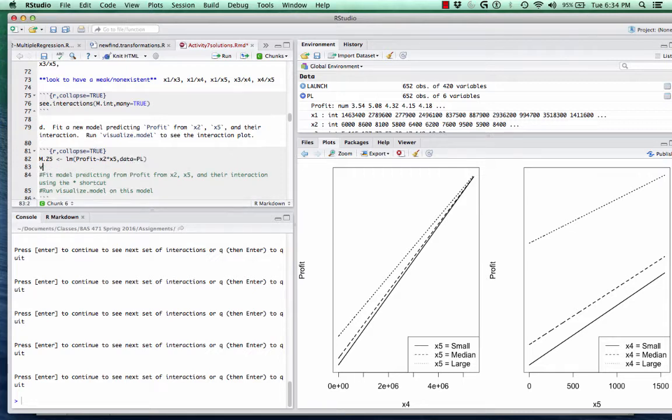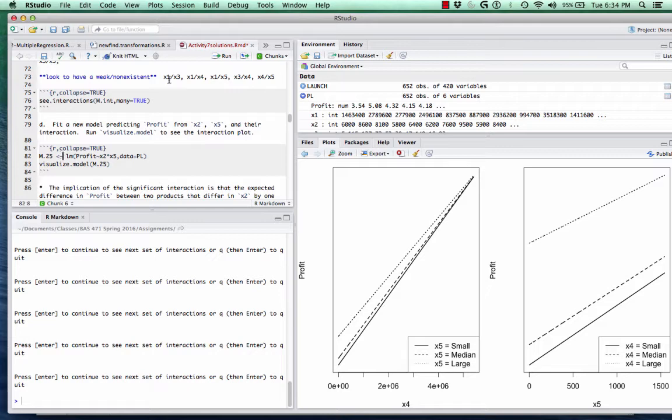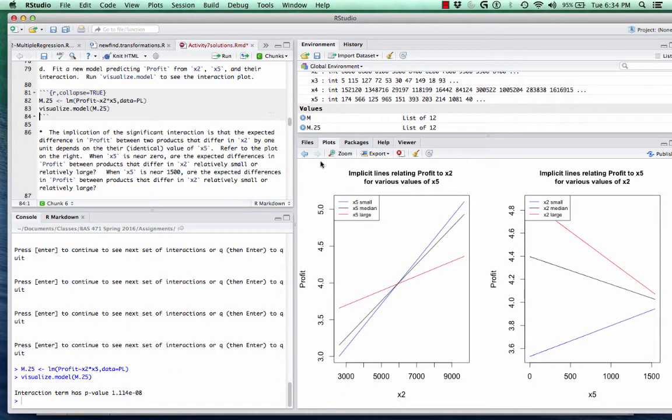And what we're going to do is visualize this model by using the command visualize model. So we'll fit it, and we'll visualize it. And one thing that we see is that the interaction term, not too surprisingly, is statistically significant. The model significantly improves when adding the interaction term to the model that just has x2 and x5 separately as predictors. And what we see is that, sure, the nature of the relationship between profit and x2 looks to be noticeably different depending on the x5 values of the individuals that we're comparing.